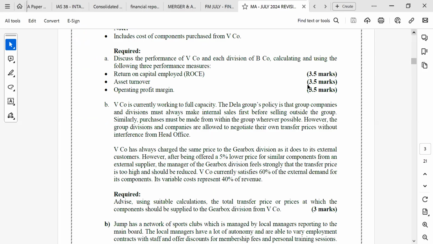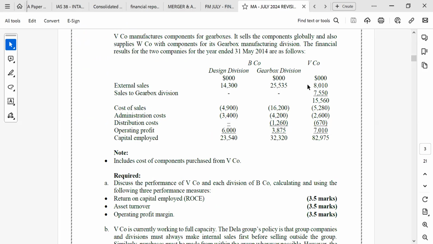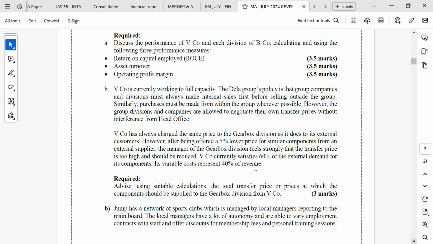What is the external sales for vehicle? 8010. Okay. And they are saying that represents what percentage? 60%. So if you want to sell at full capacity, 100% will be what?